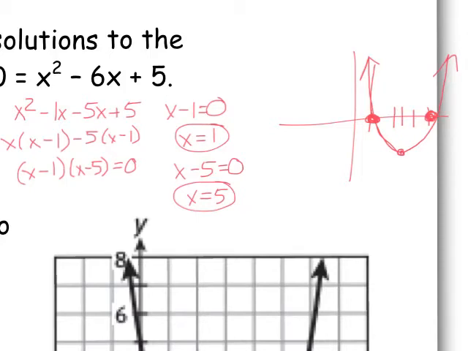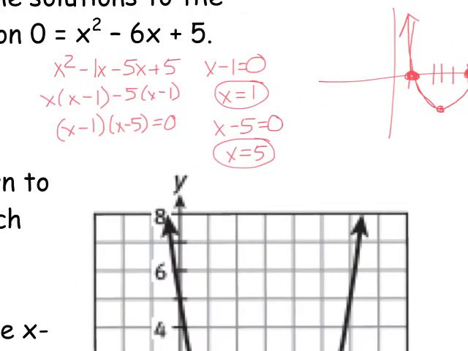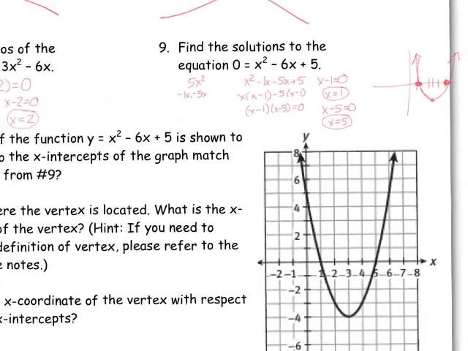Any questions so far? Okay, can I get a comfort level on finding zeros or solutions or x-intercepts? 2.5. Okay. All right, so practice makes perfect. We'll keep practicing. We'll be okay. All right? All right, now let's move on to looking at vertex.